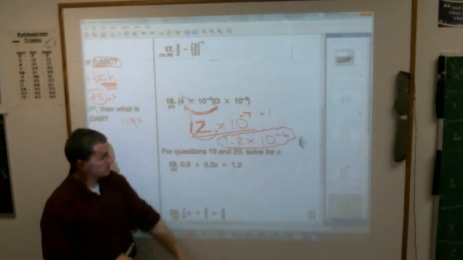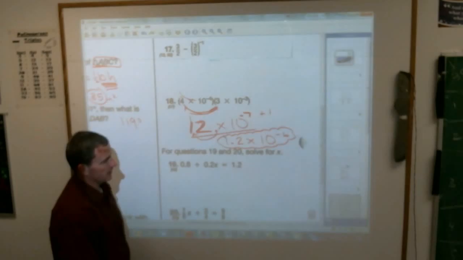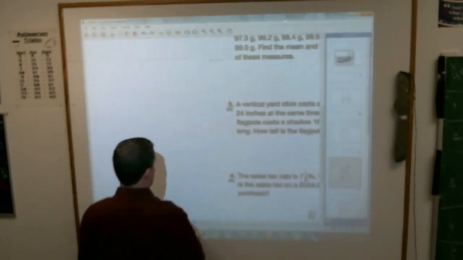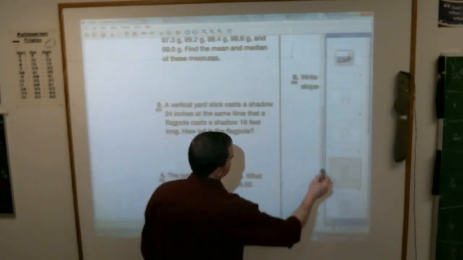Ava Rittner. Number 6. Is that on the bottom or top?